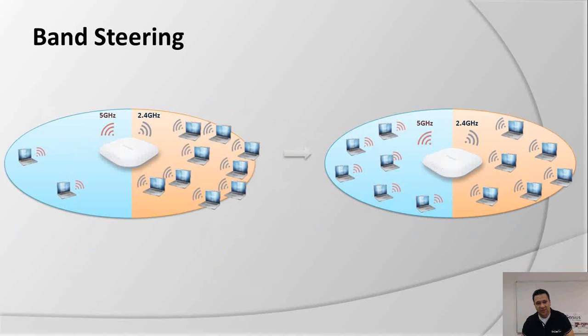So graphically, schematically, it will look like this. If you don't use band steering, as in the picture on the left side, all clients maybe want to connect to 2.4. But if you use band steering, every client who can use 5 will be forced to use 5 GHz, so there's more room left over for the clients who can only use 2.4 GHz.